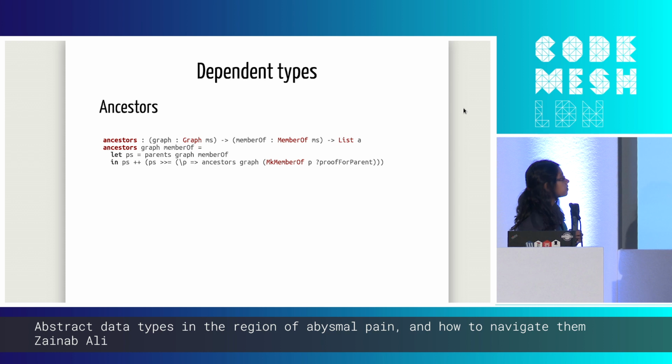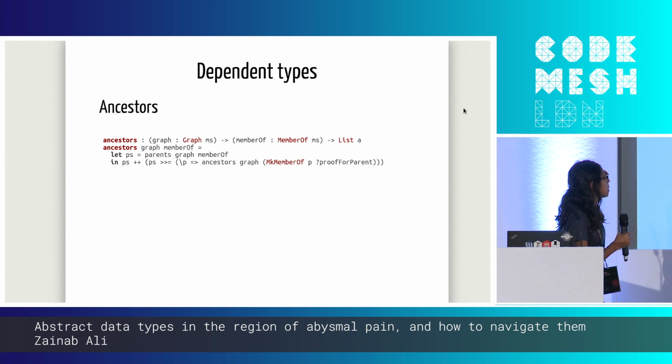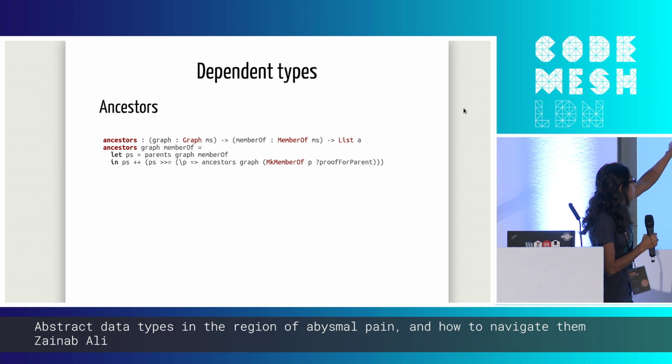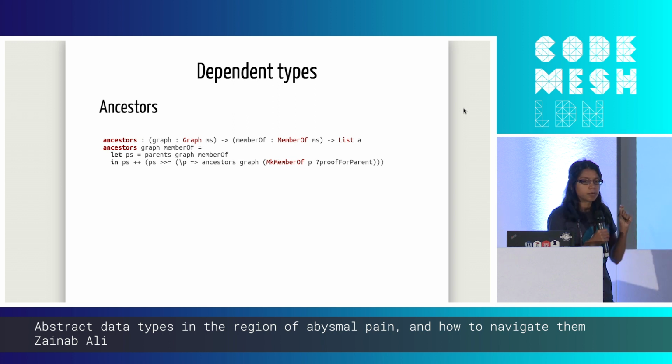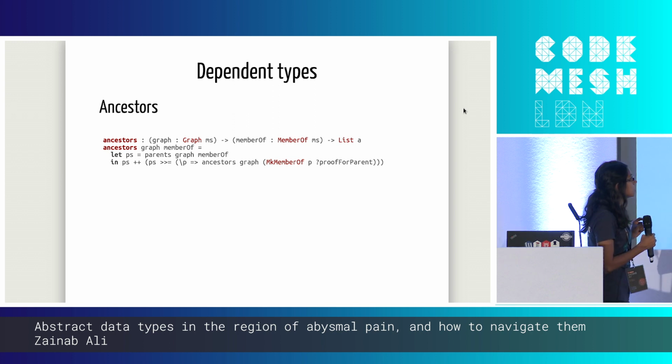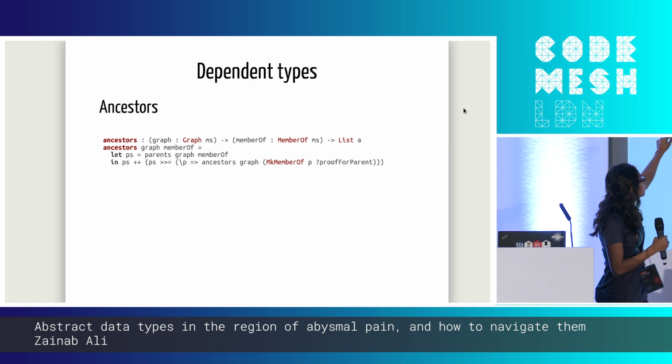Let me try and write a function for getting the ancestors of an element now. So if I have a graph, and I have a member of that graph, and a proof that it's a member, I should be able to get a list of all the ancestors now, shouldn't I? Well, first I need to look for all the parents, and then I need to get the ancestors of all those parents. But I have a problem, because in order to get the ancestors of those parents, I need a proof that those parents are in the graph. And I haven't got that here.